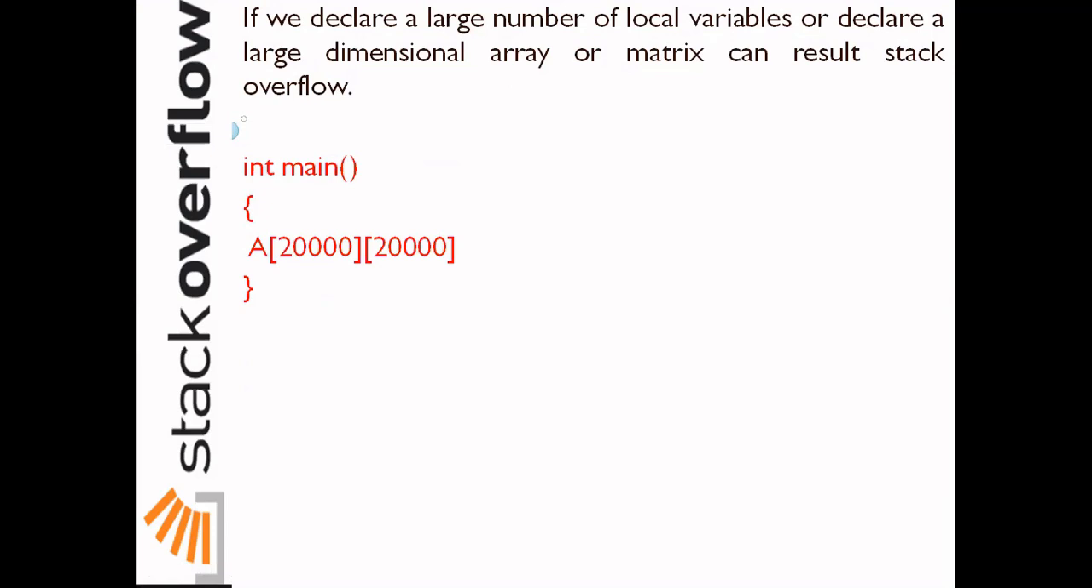Next, if we take a stack memory, in one address we can store only 8 bits. So if I want to store a 16-bit number, overflow will occur there also. If you declare a large number of local variables, or declare a large-dimensional array or matrix, it can result in stack overflow, because in one address we can store only 8-bit or 16-bit or 32-bit. If you store an excess amount of data in one location, an overflow automatically occurs.